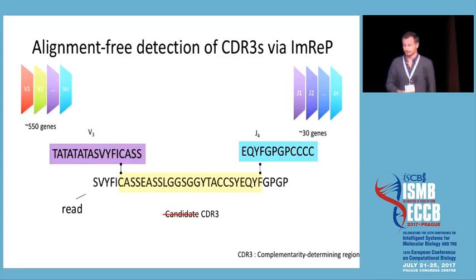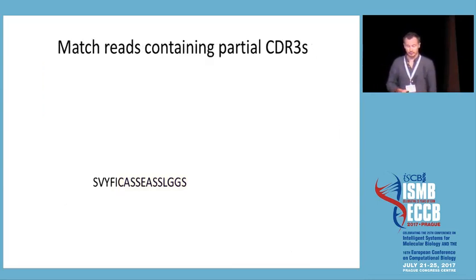Okay, so that's not a candidate CDR3 anymore, that's a CDR3 assembled by the method. Okay, so what about when the reads are short? Then they will not span the entire combination, meaning that they will not map both V and J. Instead, they will only map V or only map J. So let's try to rescue those reads as well.